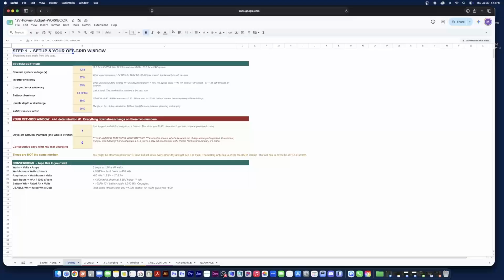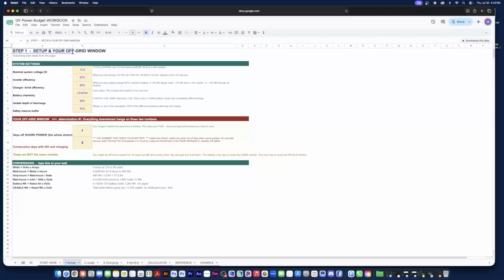And then you've got the questions you need to ask: what is your off-grid window, days offshore, the whole stretch. You know, how long you plan on being away from shore power. And in my case, I plan on having a generator, so this really doesn't matter that much, but you'll see here in a few minutes where it does kind of play into it.